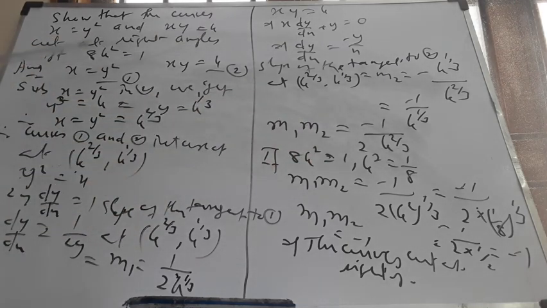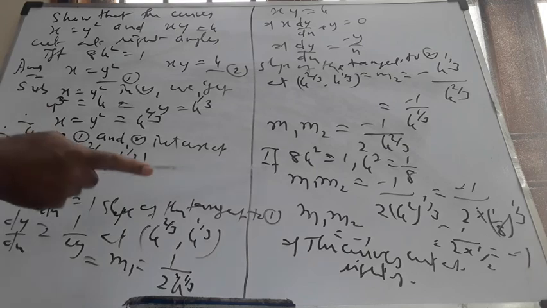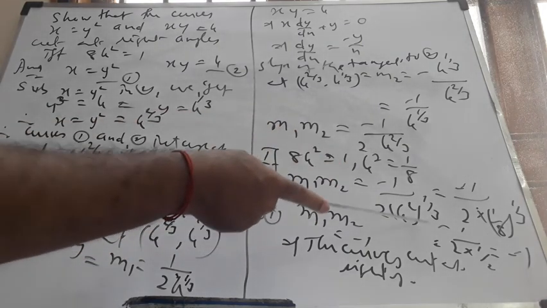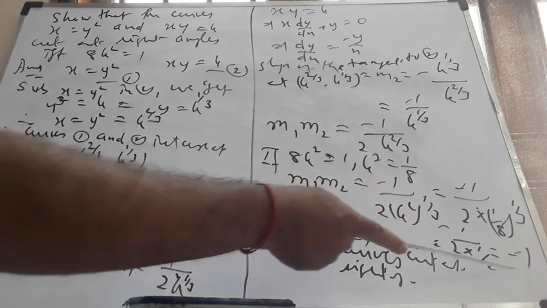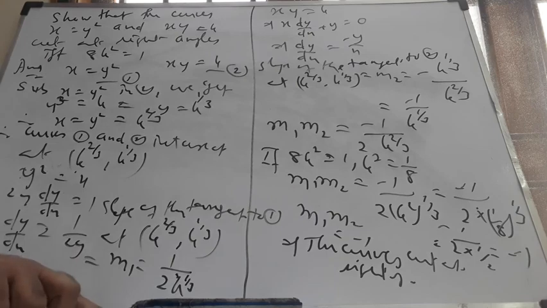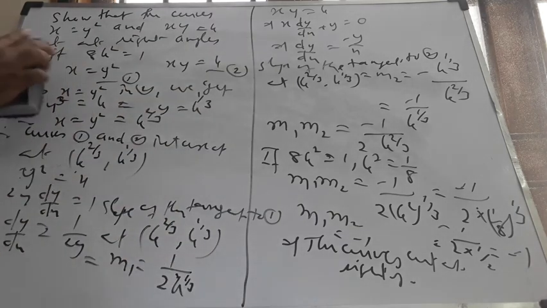It is given as if and only if. Therefore, if I assume one, I should prove the other. If 8k square equal 1, k square is 1 by 8. I will write k square as 1 by 8 here. It's 2 into 1 by 2, so minus 1 by 2 into 1 by 2 becomes minus 1. m1 m2 is equal to minus 1 implies the curves cut at right angles.